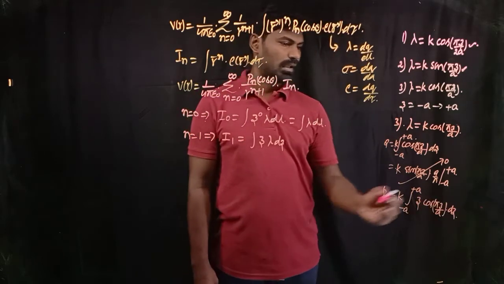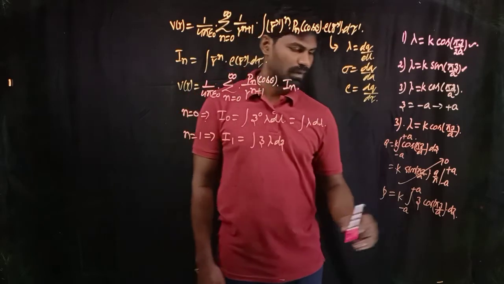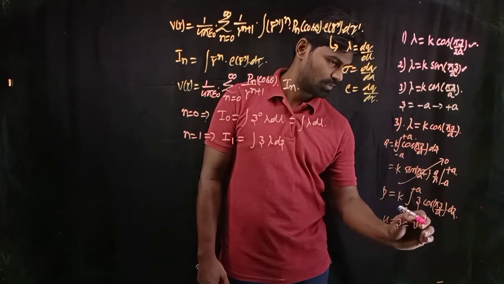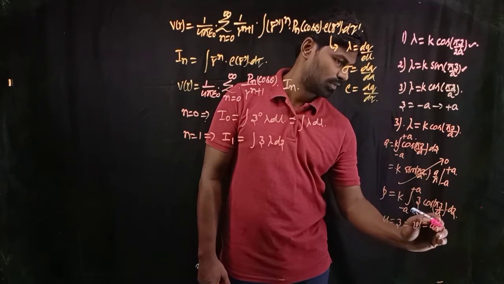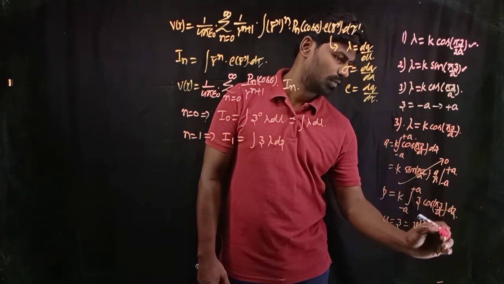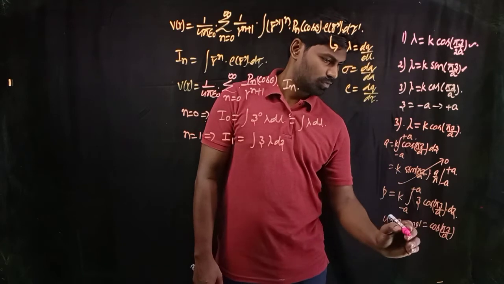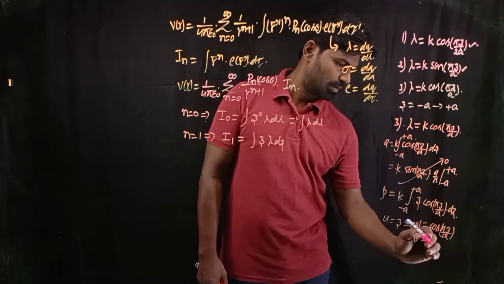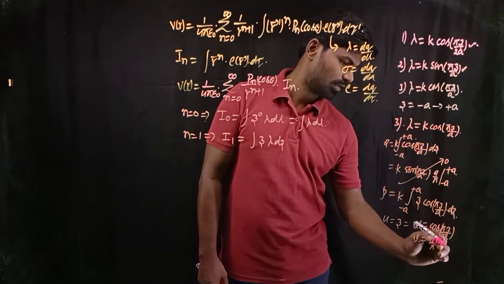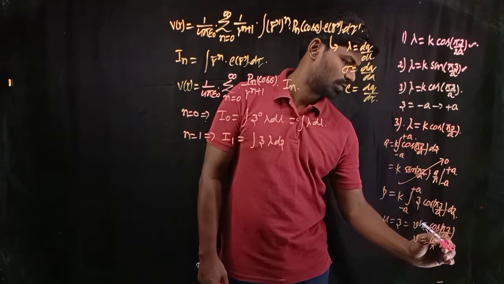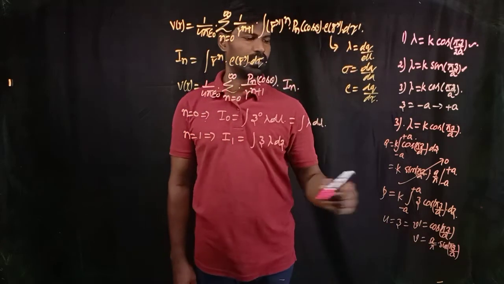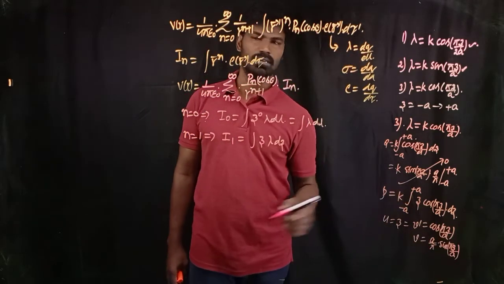Okay, so again here we need to use the UV formula by taking u equal to z and v dash equal to cos(pi z divided by a). Through this, what is the value of v that we are going to get? a divided by pi into sine(pi z divided by a). This I am going to use for calculating this integral.